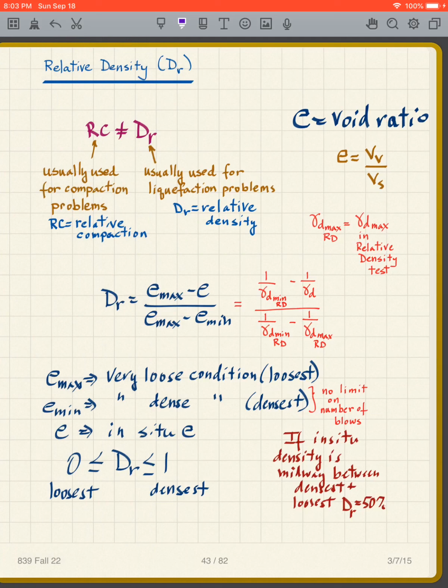We just covered relative compaction, but there's another thing that we don't go through in a lot of detail, something called relative density. Relative density and relative compaction are completely different. The symbol for relative density, first of all, is D sub r. The symbol for relative compaction is RC. They are not the same, and you don't want to get confused about these two. Completely different definitions.